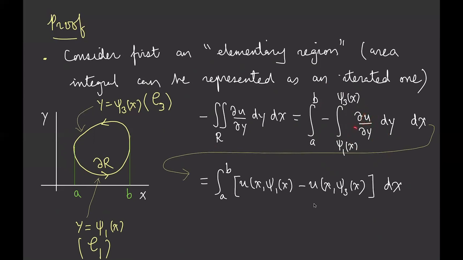So I recover u because I've differentiated and then integrated it. I just get u, and then I need to evaluate it at the upper point and at the lower point. But there's a negative sign over here, so I'm going to flip those two. Here is u evaluated at phi 1, and here's u evaluated at phi 3. But remember, u is a function of x and y, and these are y limits. So when I evaluate at this point, what I have is u at x and phi 1 of x. The negative sign has been dealt with in this case by flipping the two limits.